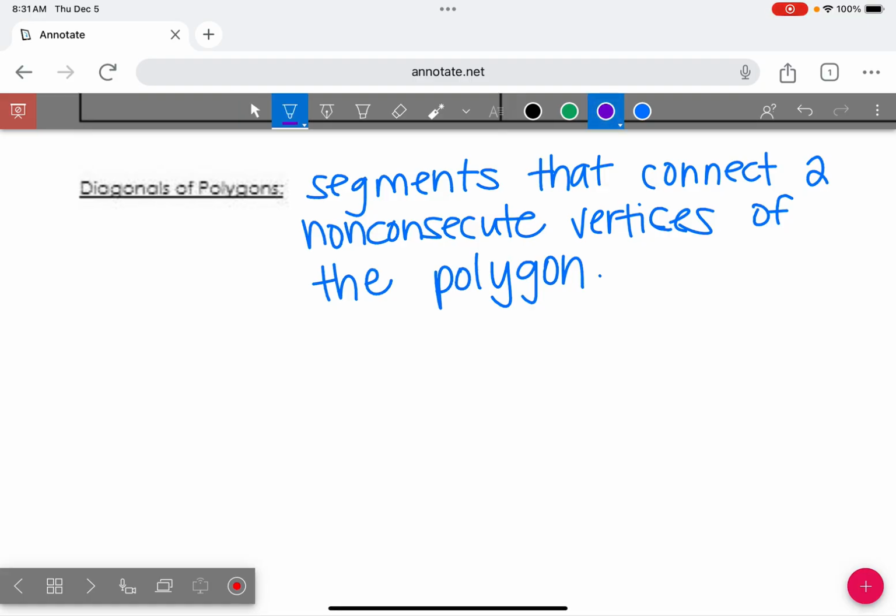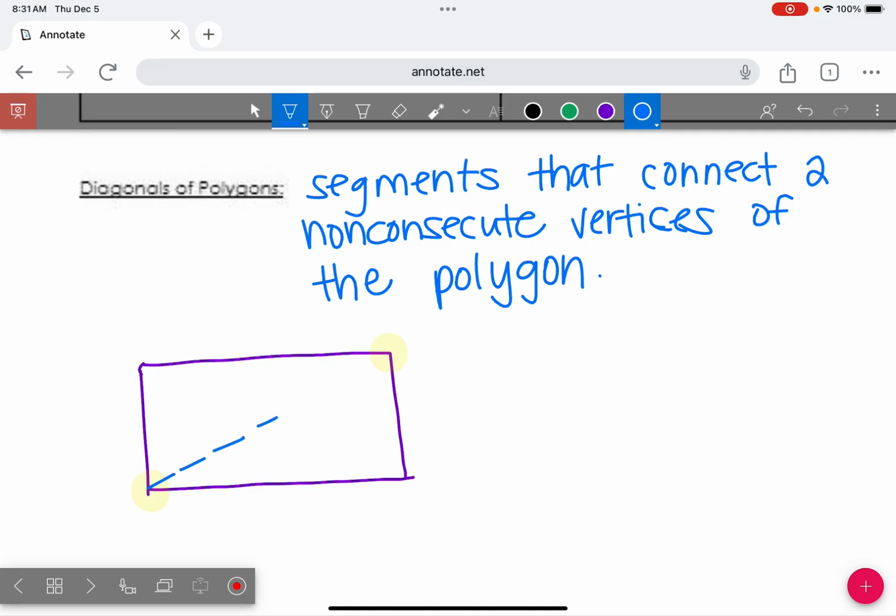So for example, let's draw a polygon. Let's start with a shape that resembles a rectangle. A diagonal is going to connect two opposite vertices. So let's say we look at that top right vertex. The one that is non-consecutive would be the one that's across from it. And so if we drew a line from one vertex to the other, we would call that a diagonal. There could also be a diagonal drawn between the other two vertices.